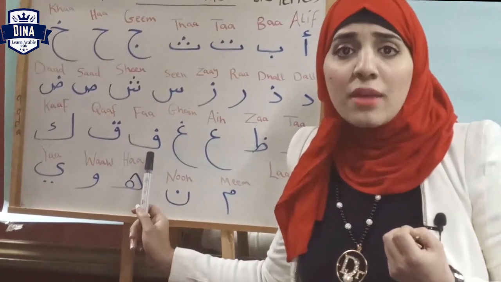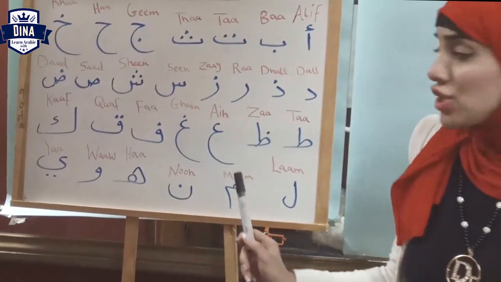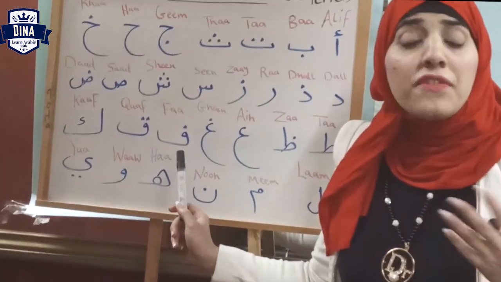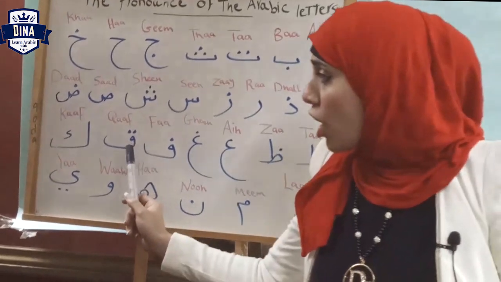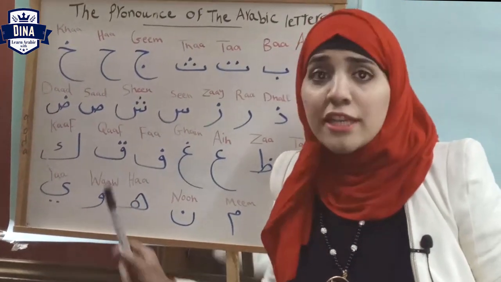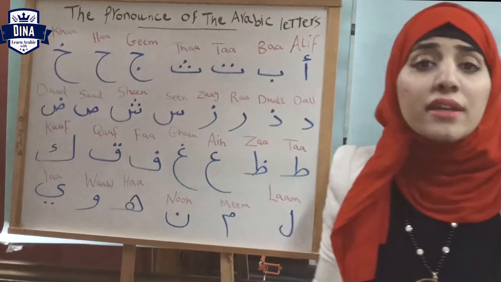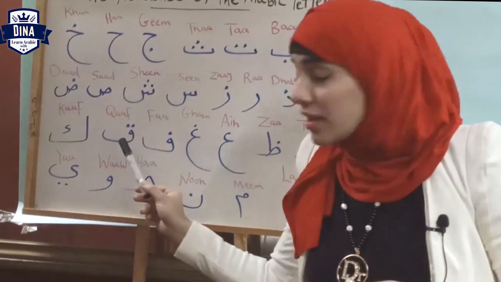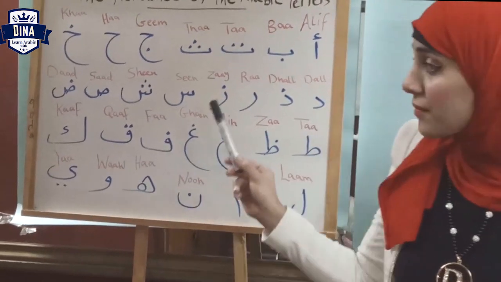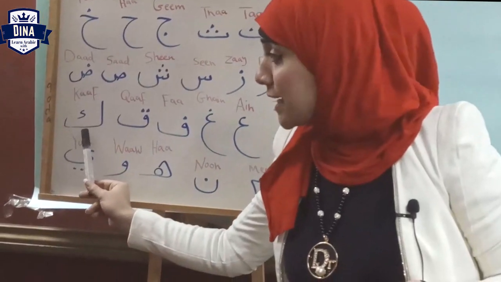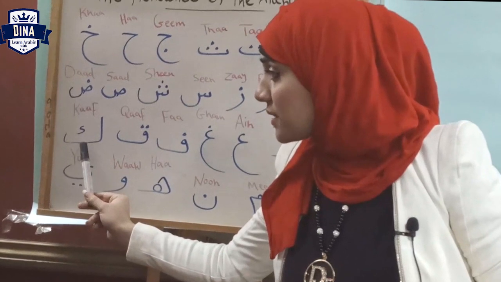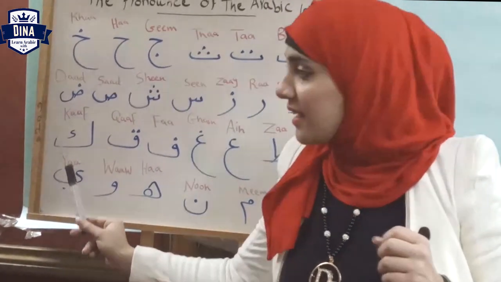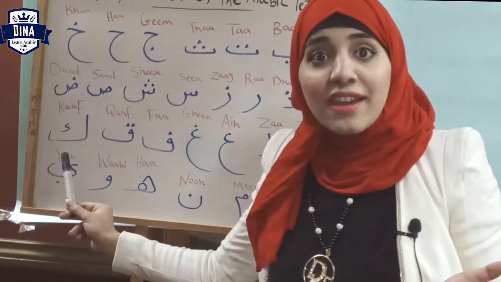Fa sound in Arabic equals F in English. When I say flower, fa, flower. Qaf sound in Arabic equals Q in English. When I say queen, qaf, queen. Kaf sound in Arabic equals K in English. When I say king, kaf, king.